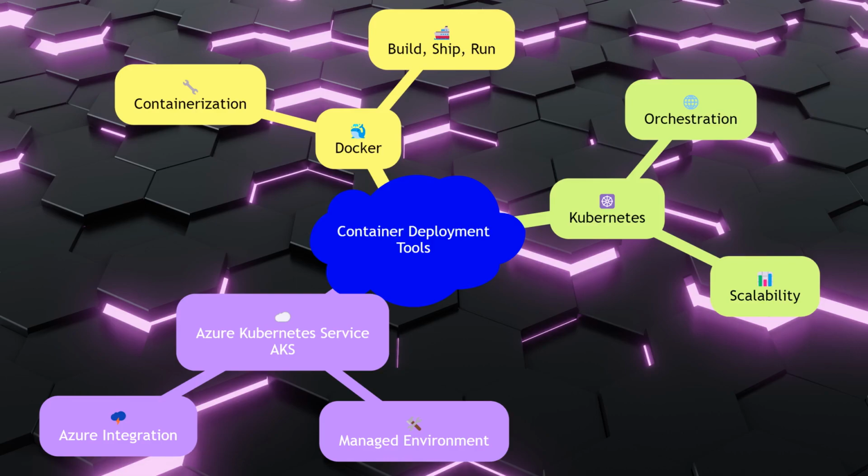Selecting the appropriate tools is a critical step in container deployment. Docker is a popular choice for containerization, offering a comprehensive platform for building, shipping, and running containers. For orchestration, Kubernetes is widely used due to its powerful features for managing containerized applications at scale. Azure Kubernetes Service, AKS, provides a managed Kubernetes environment, simplifying deployment and management on Azure.